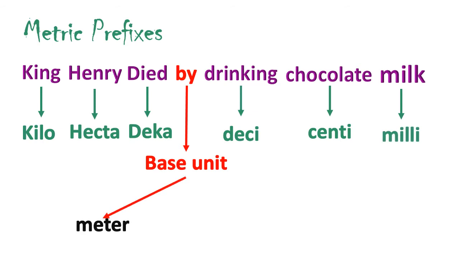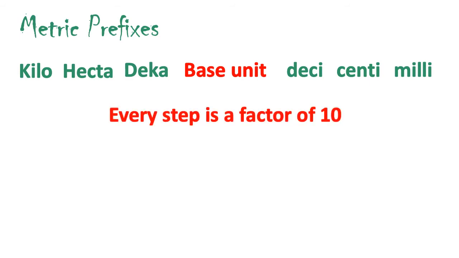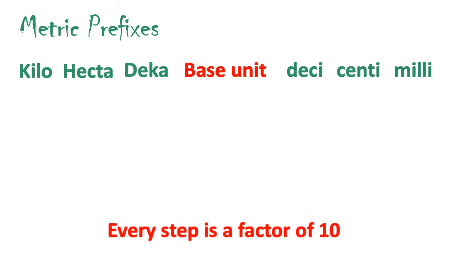The three base units we've discussed: meter, gram, and liter. So we'll see how all these fit together. The metric prefixes will help you because everything is based on a factor of 10. All of it. It's all based on 10. If you can multiply and divide by 10 or move the decimal, you're good to go. So let's take a look.